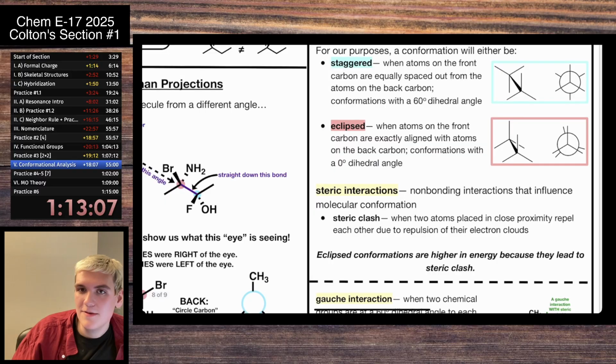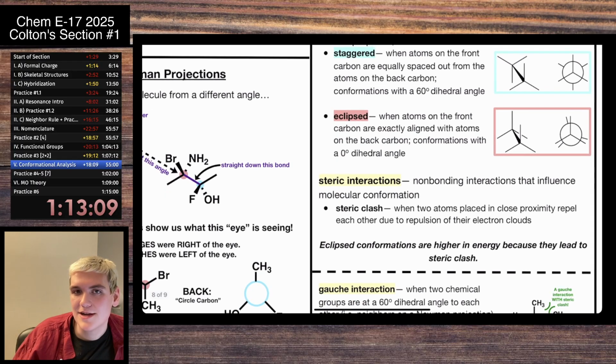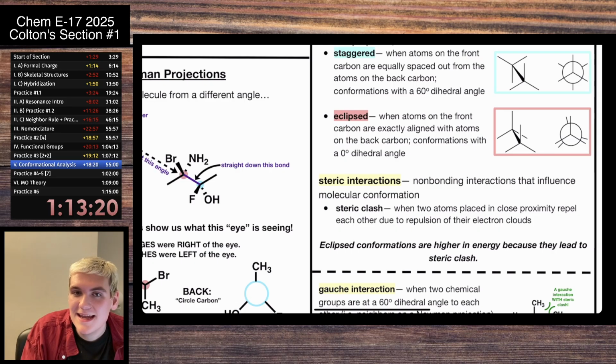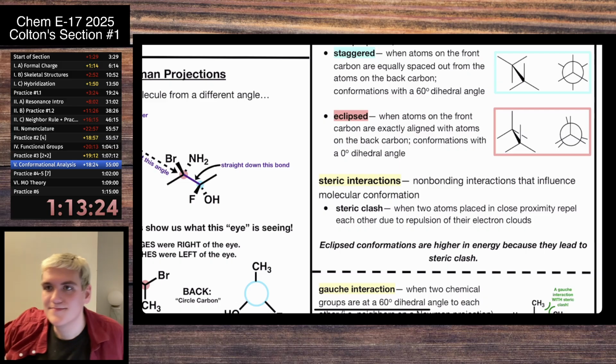Then with this, we think about this idea of steric interactions. So if you have big, bulky groups, they're going to bump into each other. That's the fundamental idea behind steric clash. And so generally speaking, it's going to be more stable to keep your bulky things away from each other.